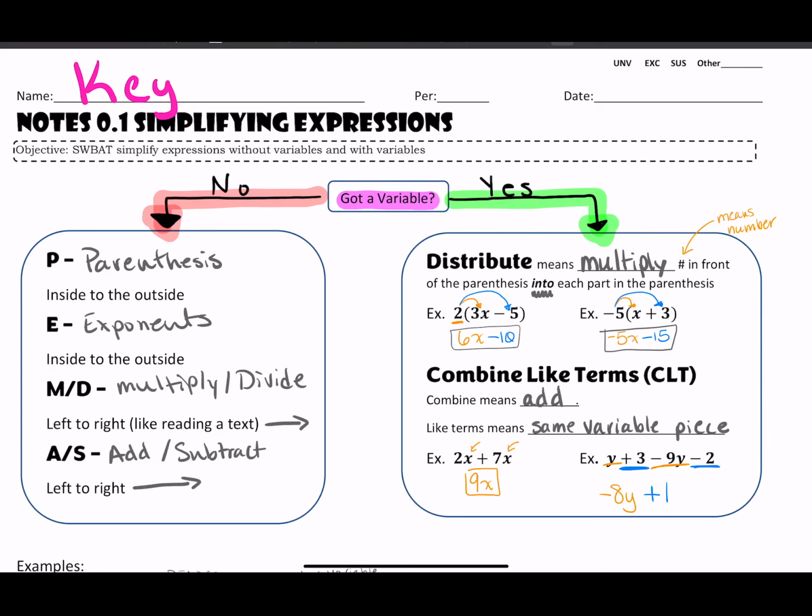All right, our first lesson here is note 0.1, simplifying expressions. First, fill out this flow chart. So if you want to pause now, go ahead. So first you got to ask yourself, do you have a variable?